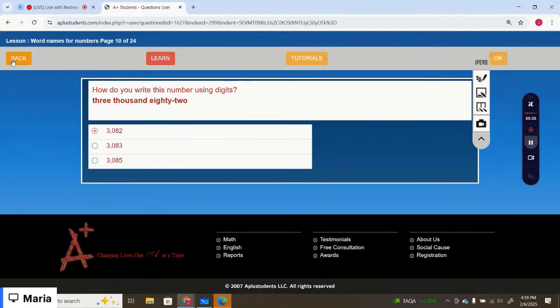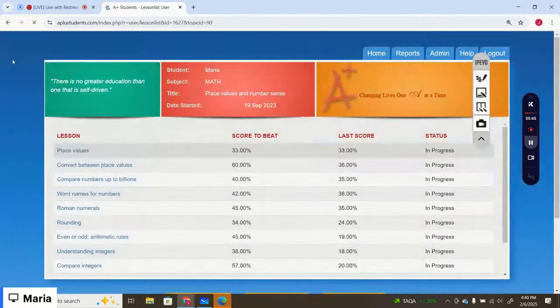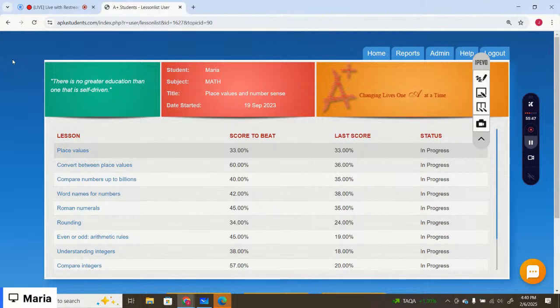Okay, you can complete the lesson by yourself today. So we were working on grade 5 math. The chapter we were working on is place values and number sense. The lessons we have covered today are place values, convert between place values, compare numbers up to billions, and word names for numbers. So please make sure before the next session you complete all the practice questions. That is your homework until next session.